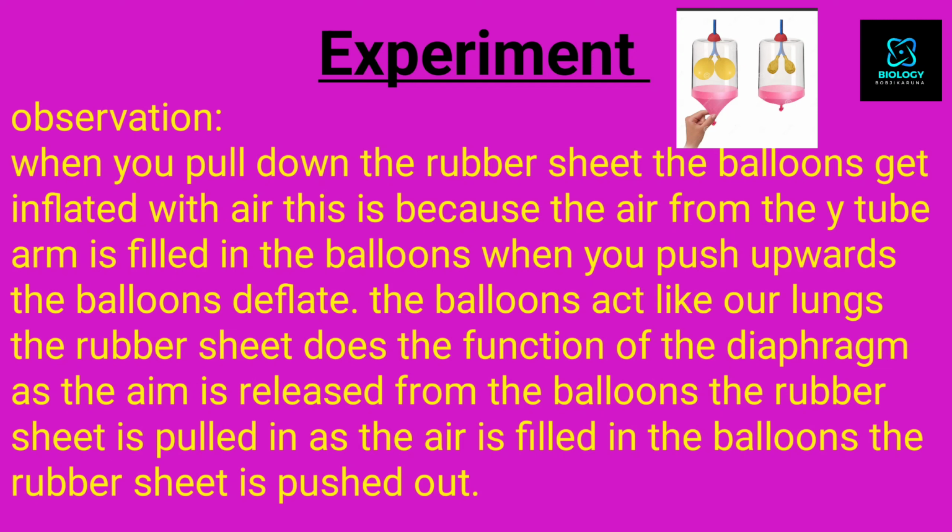Observation: when you pull down the rubber sheet, the balloons get inflated with air. This is because the air from the Y-tube arm is filled in the balloons. When you push upwards, the balloons deflate. The balloons act like our lungs. The rubber sheet does the function of the diaphragm. As the air is released from the balloons, the rubber sheet is pushed in. As the air is filled in the balloons, the rubber sheet is pulled out.